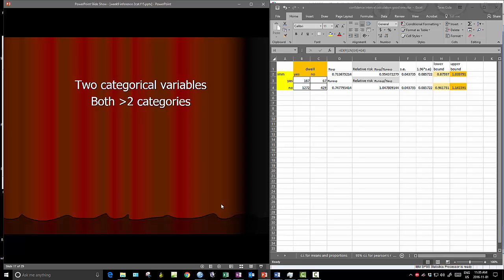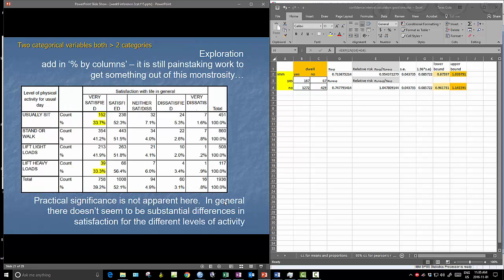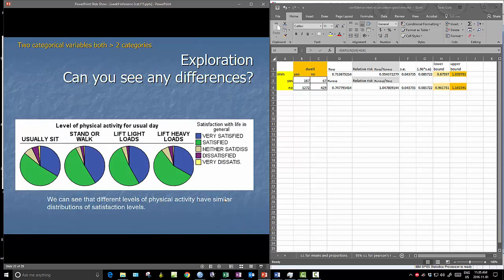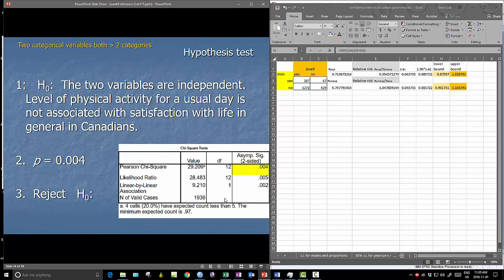Since the video is long enough, I'm not going to get into two categorical variables both with more than 2 categories, except to skip along here. So this is exercise 8C. You're going to do exactly the same work, except it's a lot. If you look through the video here, you can see we're dealing with 4 or 5 categories by 4 or 5 categories. Exploration is a lot more complex and messy, and that's where the chi-squared test is really helpful for us, because what we find is, oh yes, there is a statistically significant difference between the groups.